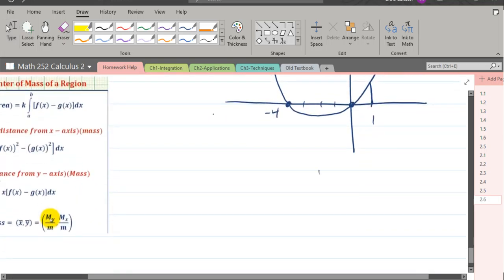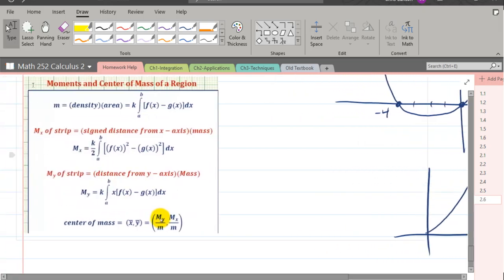I'm going to redraw it from 0 to 1, and it's going to look something like this right here. Now our bottom function is y equals 0. Let me write it as, I'll give them names.